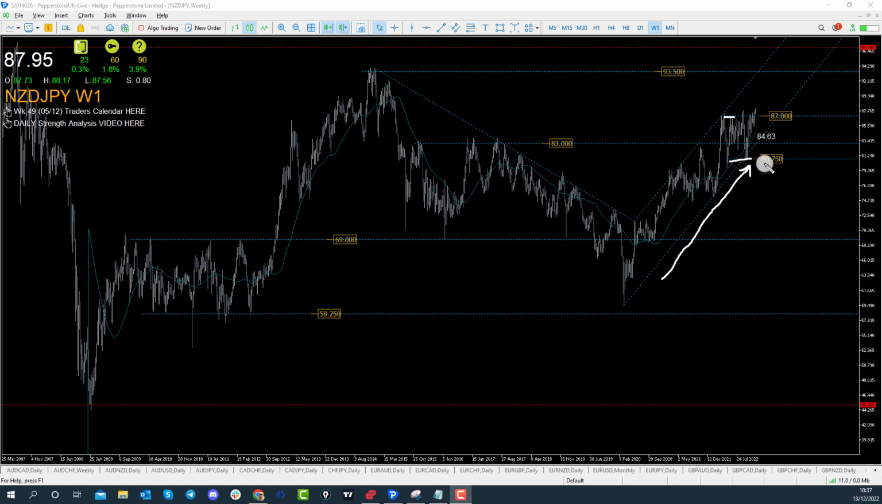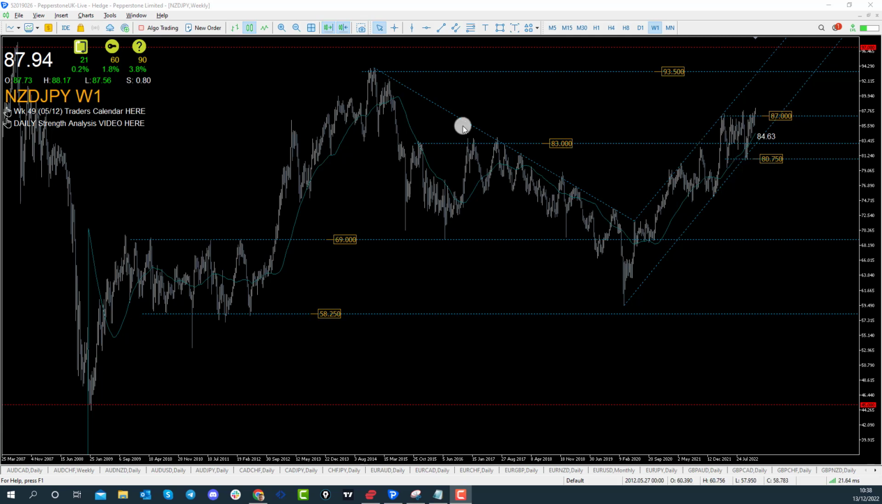Most recently, price came into the 80.75 handle, rejected, pushed to the upside, and price is now starting to break above the 87 handle here, which suggests to me that we could see an extension of price into the next level of resistance, which could be the 93.50 handle.